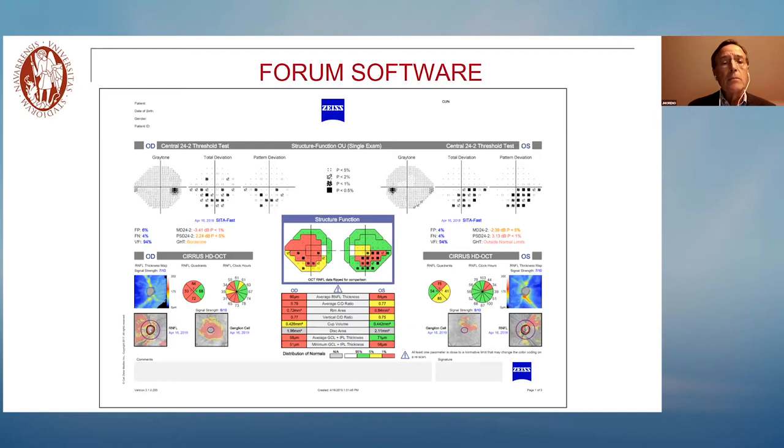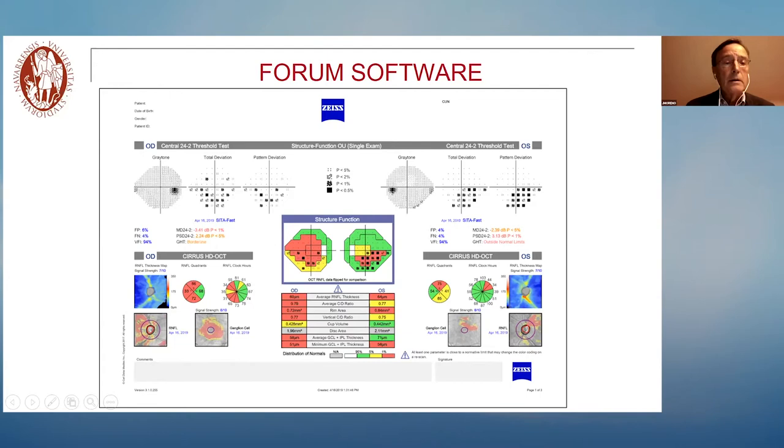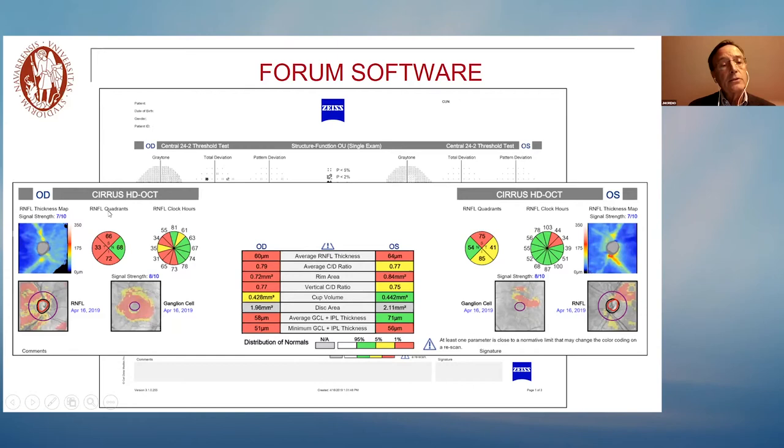At the top of this first page, you can see the visual field. In this case, it is the 24-2 Theta Fast visual field with the black points characteristic of the scotoma. And in this part, you can observe the typical visual field parameters. At the bottom, you can observe the results of the Cirrus OCT with the optic disc cube and the macular cube, and the different values of the analysis using this Cirrus OCT.